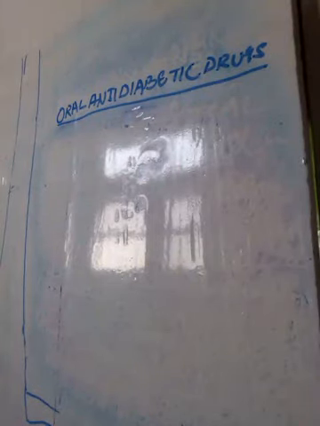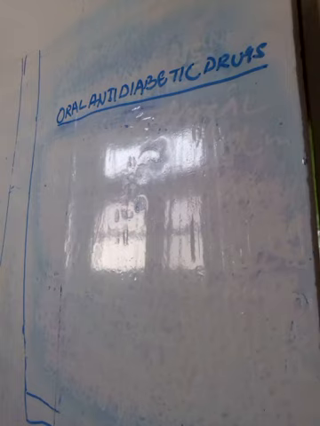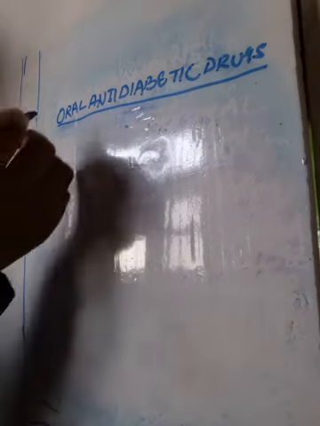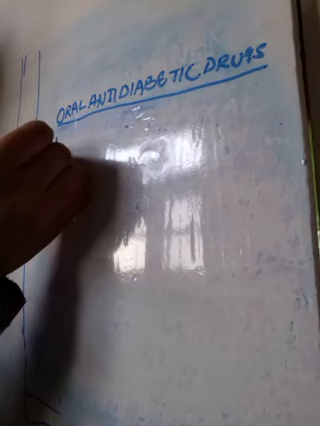Dear students, today we are here with the oral antidiabetic drugs. In this session, we will study about the classification of oral antidiabetic drugs and detailed study about the sulfonylureas, in which we will study about their pharmacological actions, mechanism of action, and adverse reactions of sulfonylureas. So let us start with the classification of drugs.